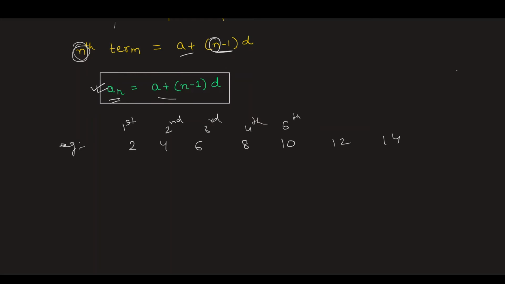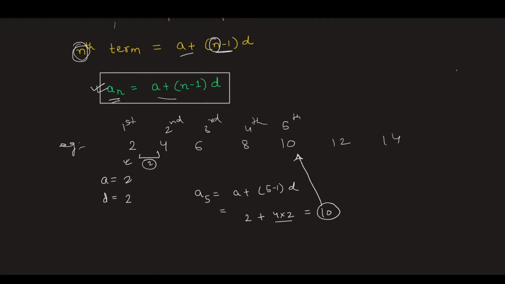So first a is equal to 2 in this case and the difference between these two terms is 2. So d is also 2 and we have to calculate a5. So just a second. So a5 can be written as a plus 5 minus 1 into d, which is equal to a, in this case 2, plus 4 into 2, which is equal to 8, and that becomes 10. So it is correct. Okay, so now we will be doing some NCERT examples.